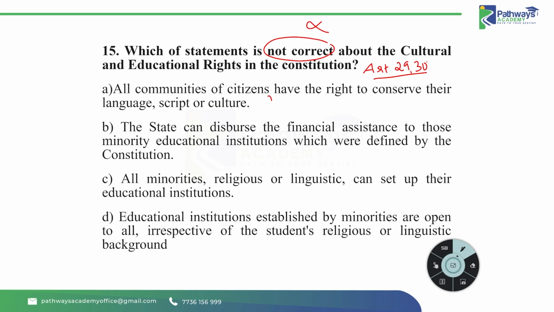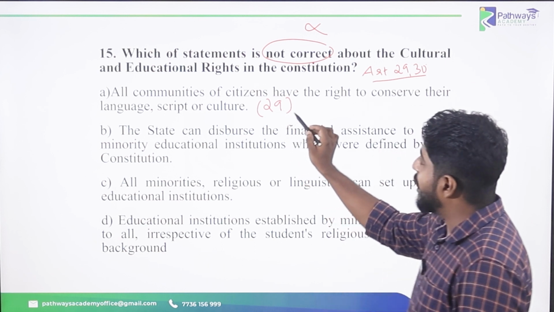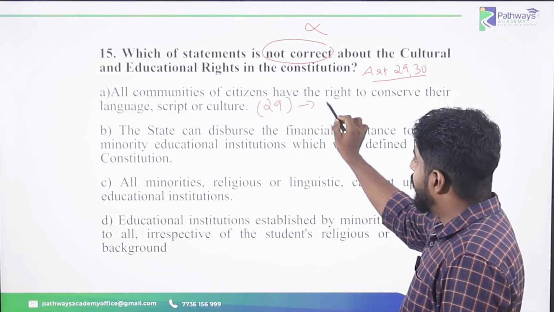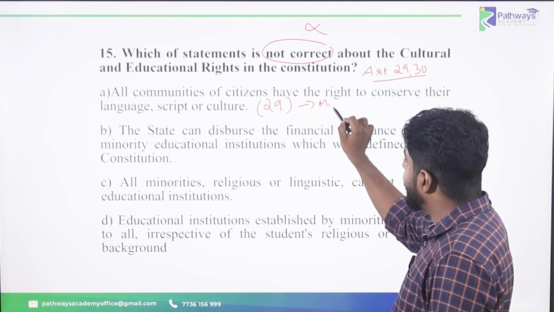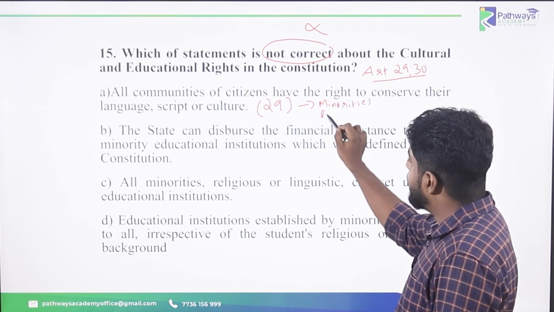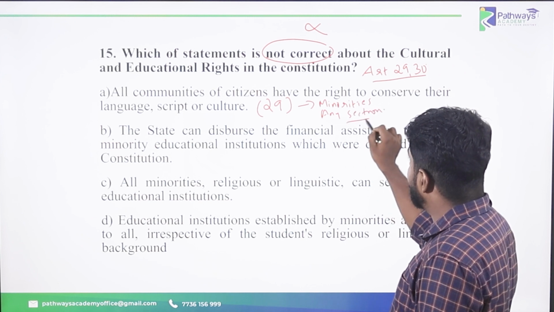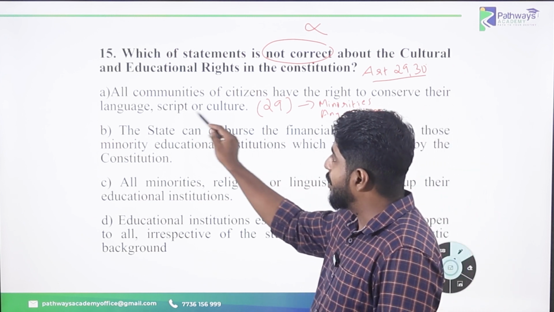So this is provided under Article 29, and the title of Article 29 says protection of interest of minorities. But the text says any section of citizens shall have the right to conserve their language, script, or culture.